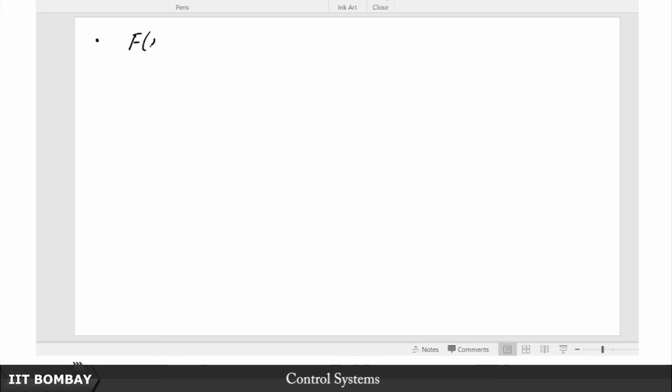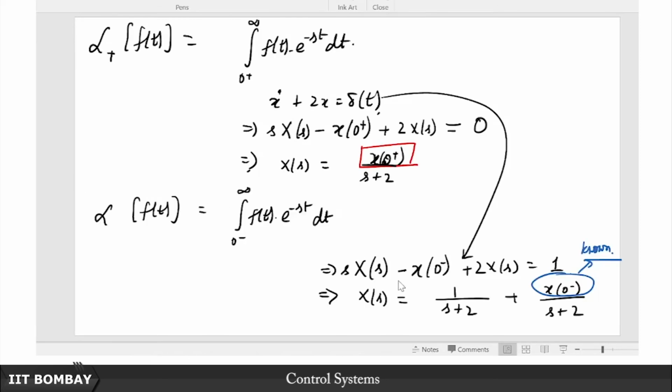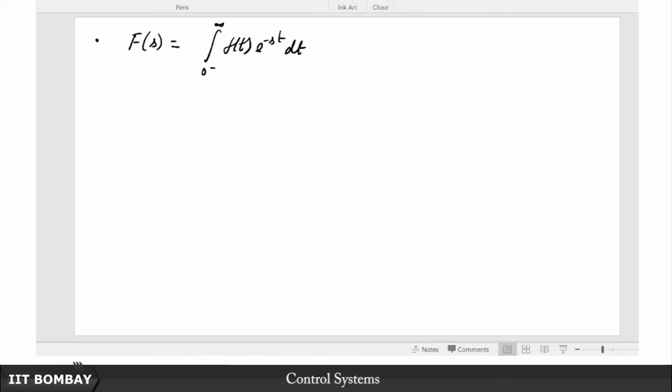So suppose you have F(s), which is the Laplace transform of f(t): the integral from 0 minus to infinity of f(t) e^(-st) dt, right? Have I defined it in the right manner here? Yeah, 0 minus, I haven't missed that, good. And then we call this the Laplace transform of f(t). This is how it is defined.